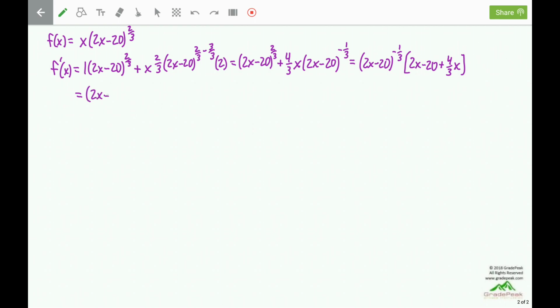We'll leave the (2x minus 20) to the negative 1/3 power alone. We want to combine like terms together inside of the square brackets. There are two x terms. We need a common denominator, so we're going to multiply the 2 by 3/3. It'll be 6/3 x. We will also want to get a common denominator with the 20 so that we can factor the denominator out. The 20 times 3/3 will be 60/3 with the negative. And we have plus a 4/3 x.